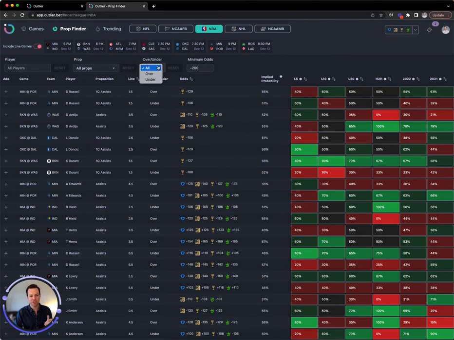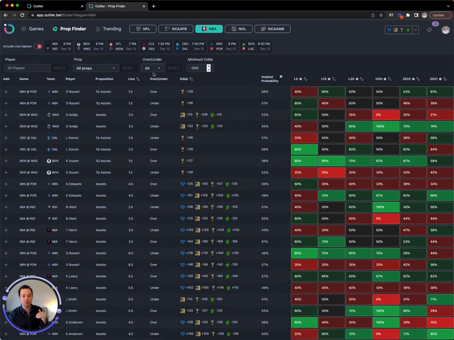I can do the relative position, so over or under. And then let's say that I only want to take longer odds and longer shots and less sure bets. Instead of minus 200 minimum odds, I could adjust that to, let's say, plus 300. So I'm only looking at long odds.